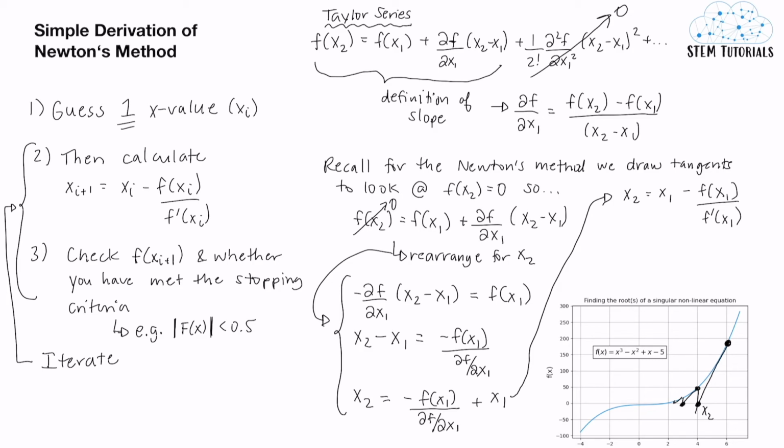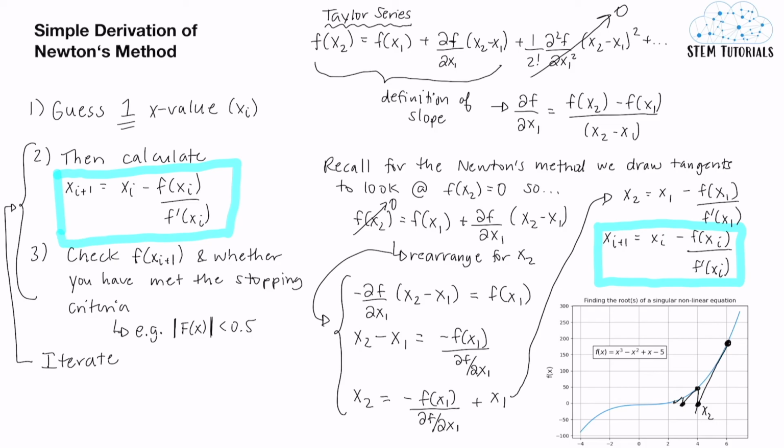Now if we generalize this statement so that we have the i plus 1 in i nomenclature, with the 2 representing i plus 1 and the 1 representing i, then we would write x of i plus 1 equals x of i minus f of x of i, all over f prime of x of i. Then you'll see that this equation matches the equation that we're using as part of our Newton's method.